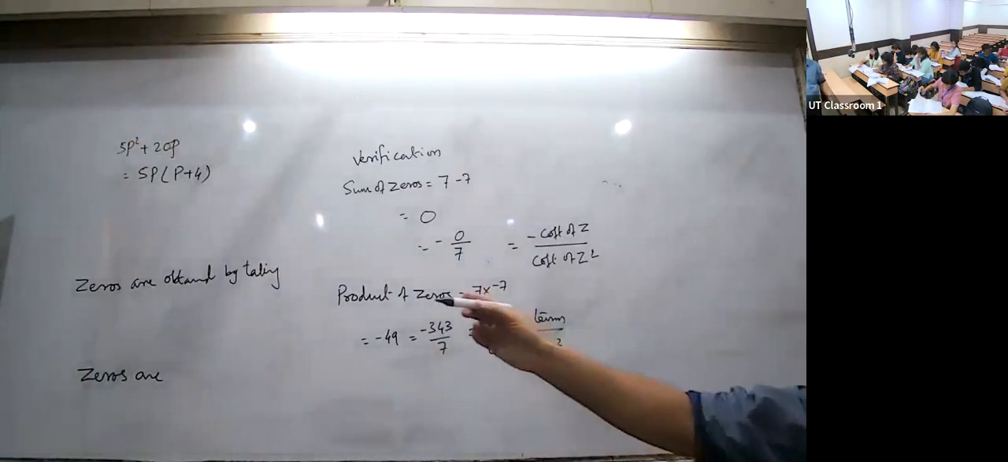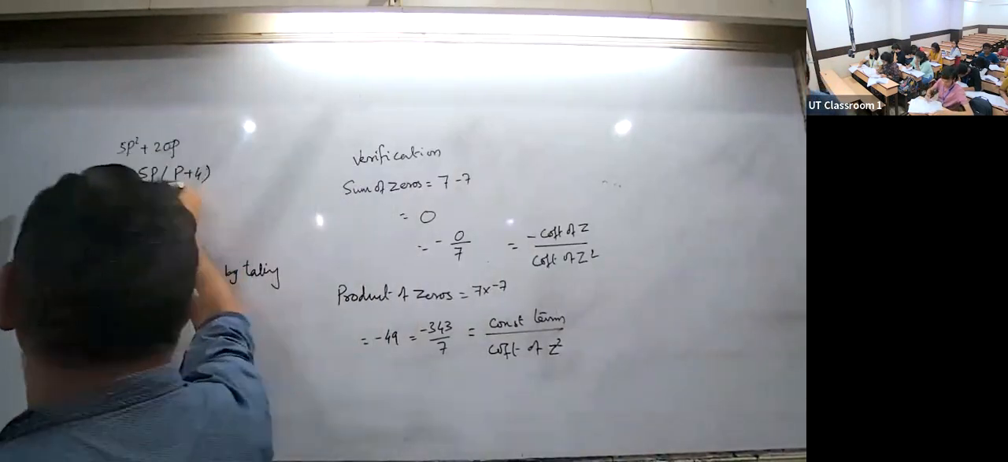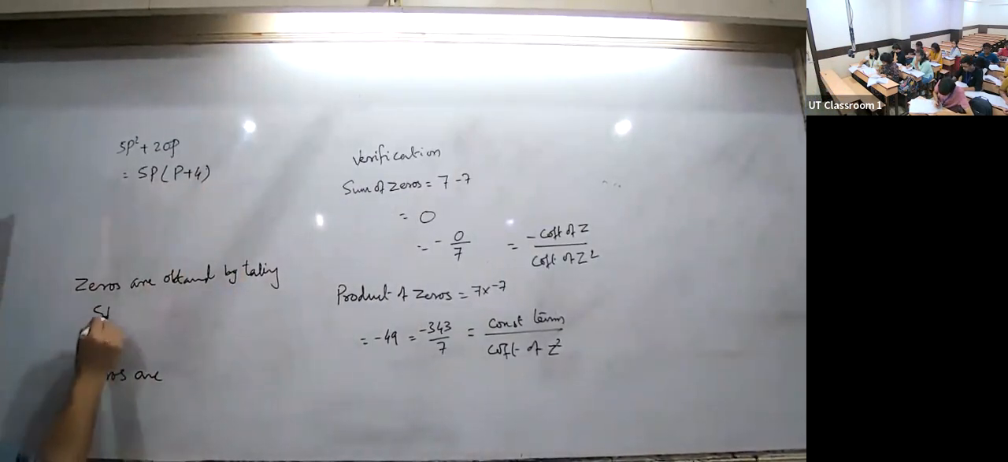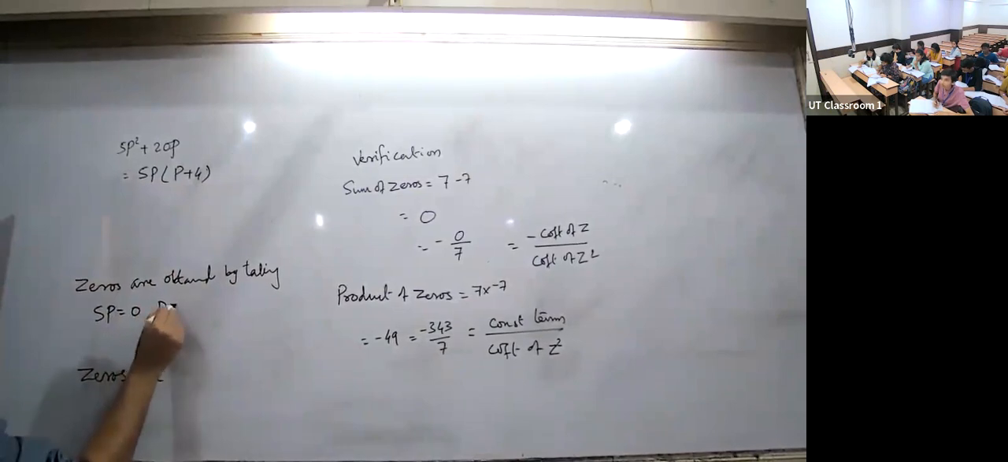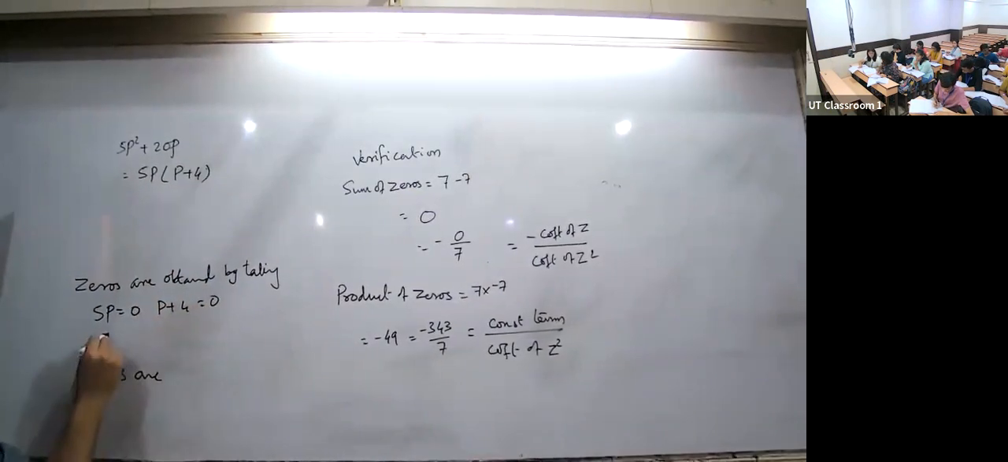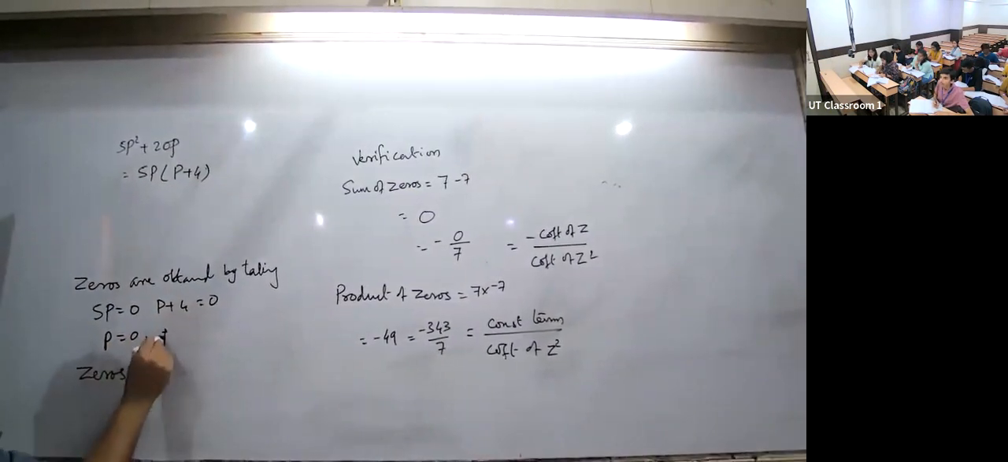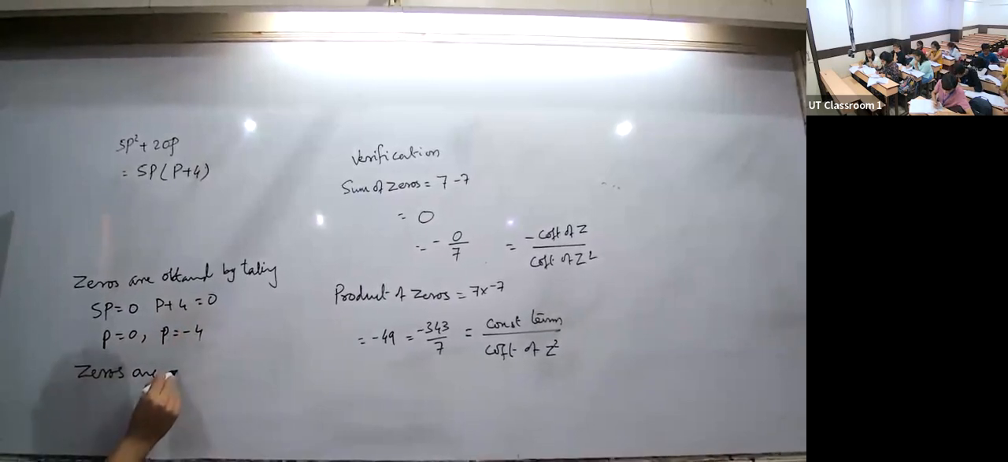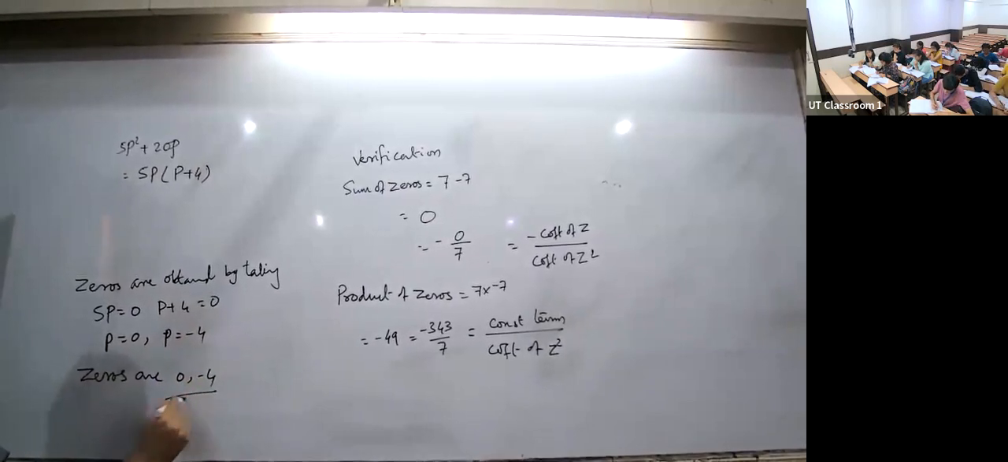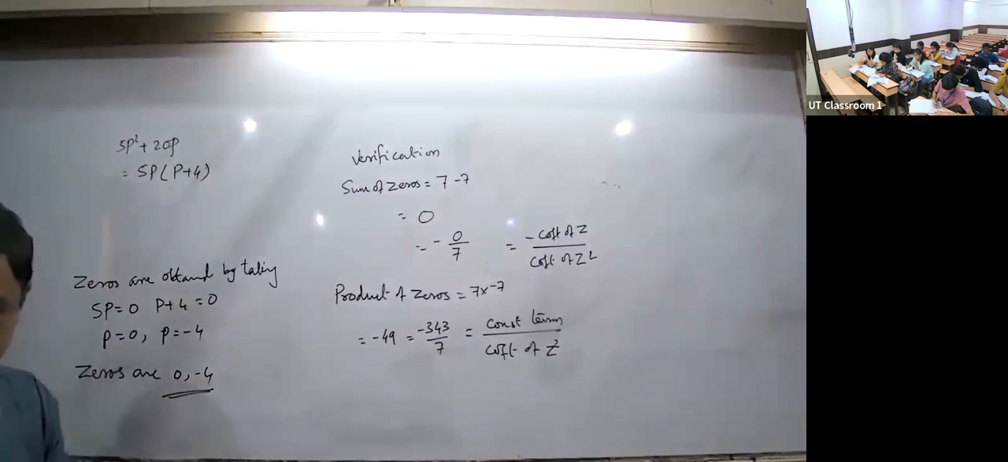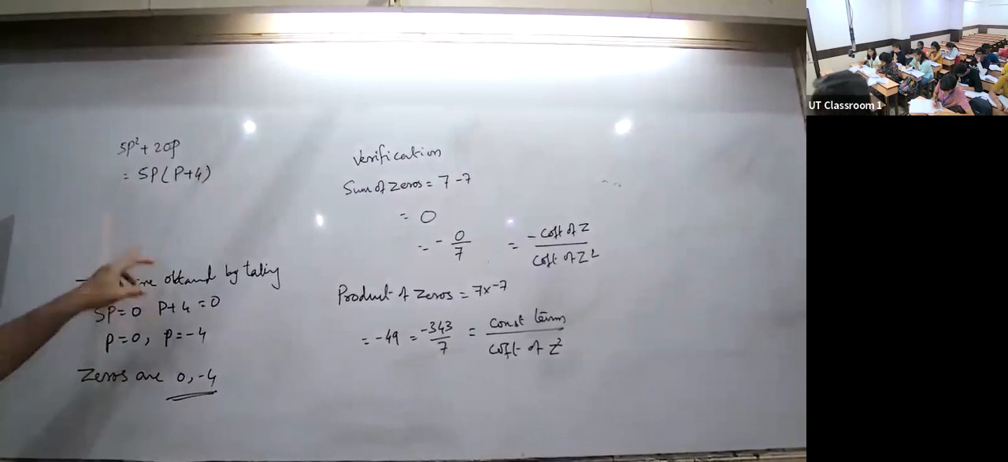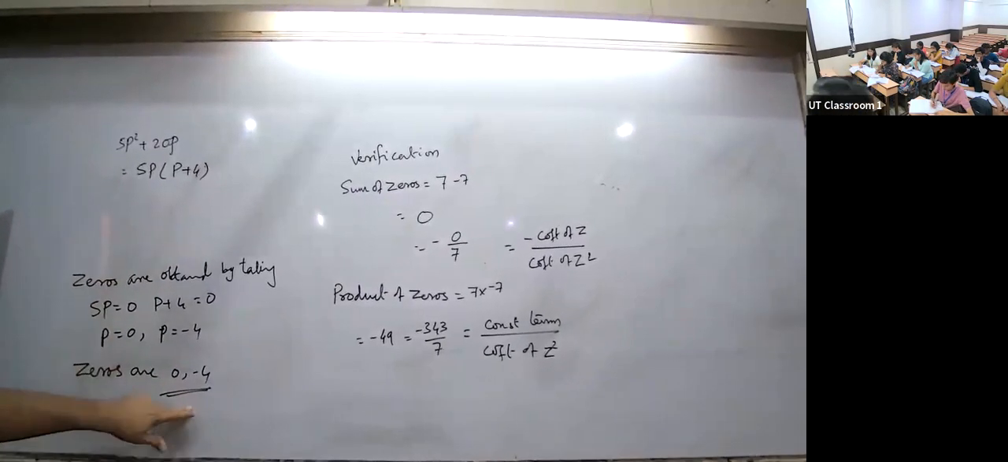Okay. So then zeros are obtained by 5p equal to 0, p plus 4 equal to 0. That is p equal to 0, comma, p is equal to how much? Minus 4. Therefore, zeros are 0, comma minus 4. These are the steps required. This one, factorization here to show, this step here to show.